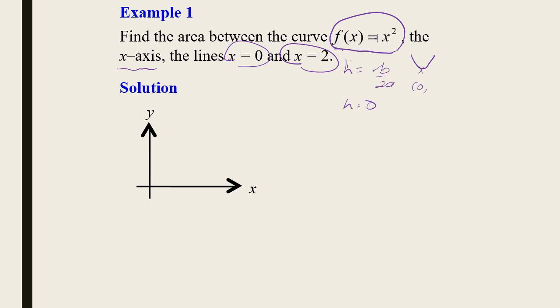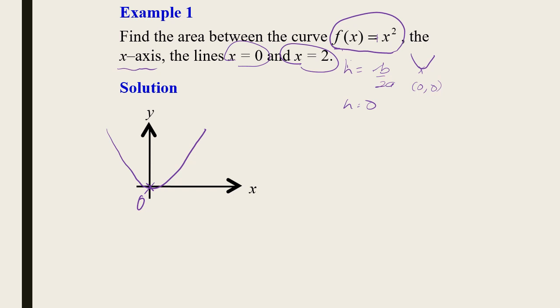How about the y coordinate? Substitute 0 into the function. 0 squared is 0. So our minimum point is at (0, 0). Our graph will look like this. It's a quadratic, a smile shape with the minimum point at the origin.